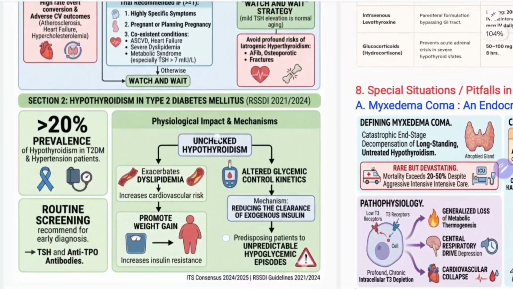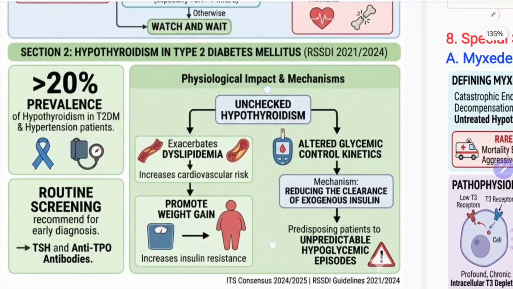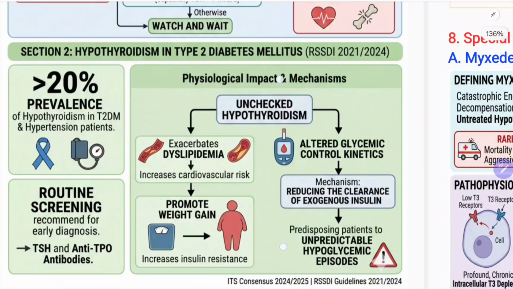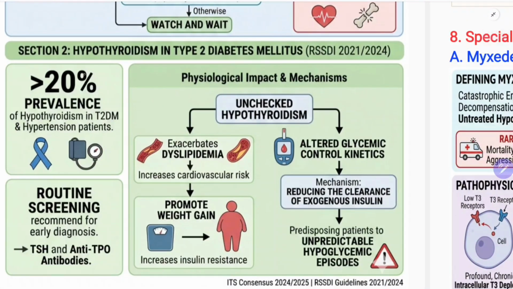Now section 2 is hypothyroidism in type 2 diabetes mellitus. Important thing: there is more than 20% prevalence of hypothyroidism in type 2 diabetes mellitus and hypertensive patients. So those patients who have diabetes mellitus along with hypertension, 20 in 100 patients will have hypothyroidism also. That's why you should screen these patients routinely. Routine screening is recommended for early diagnosis.